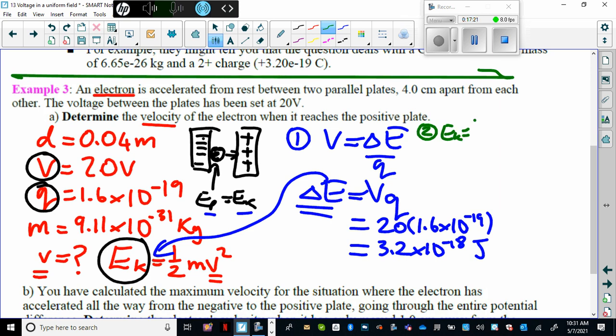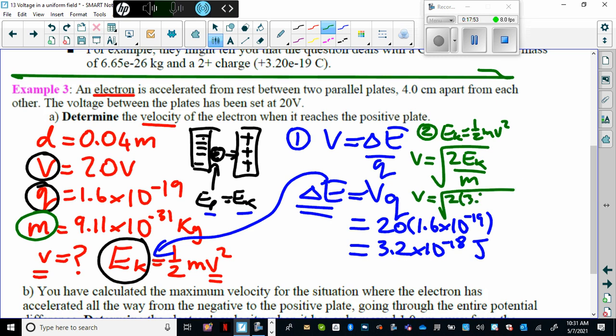EK equals 1/2 mv squared. We rearrange this formula for velocity. You should remember this in Physics 20. If you don't, then here it is. The velocity equals the square root of 2 times EK divided by m. So look at that. We're going to need to use the m. The only thing that we don't need to use so far is the distance between the plates. Plug in your numbers.